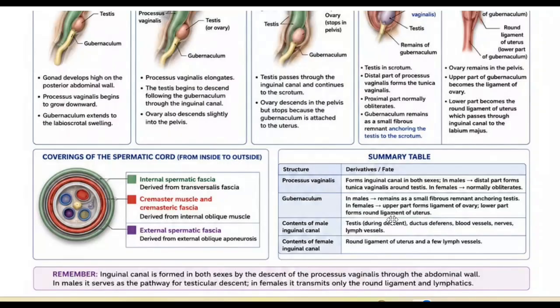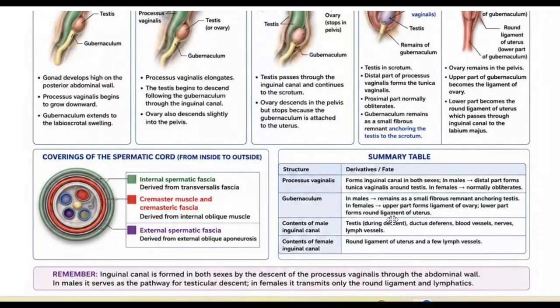And what happens in the female gubernaculum? The female gubernaculum is divided by the uterus into the ovarian ligament, the upper part, and the round ligament of uterus, the lower part. And finally, what are the contents of the female inguinal canal? The contents are only the round ligament of uterus and a few lymphatic vessels, because I already told you that the ovaries and gonads in females are not part of the female inguinal canal. So that was all about the inguinal canal development.